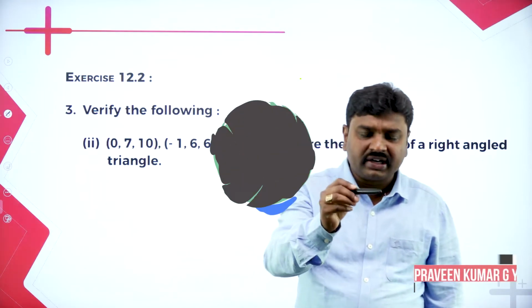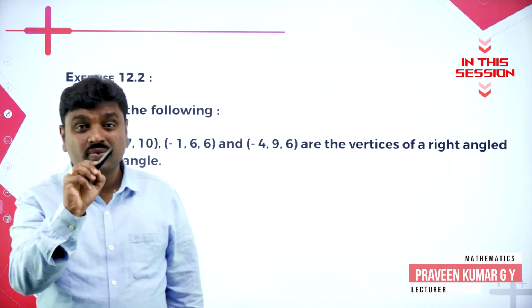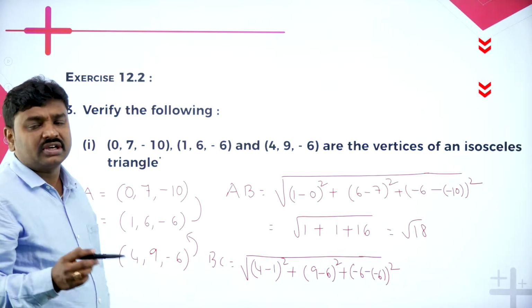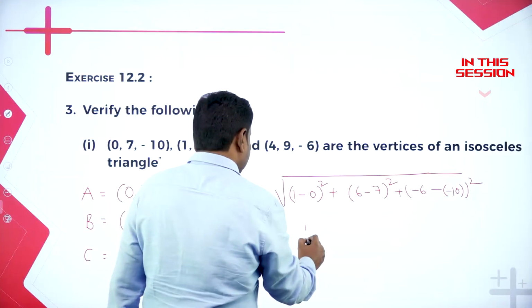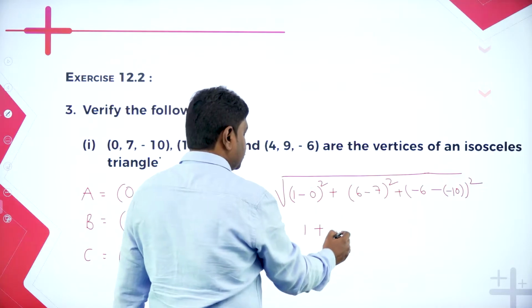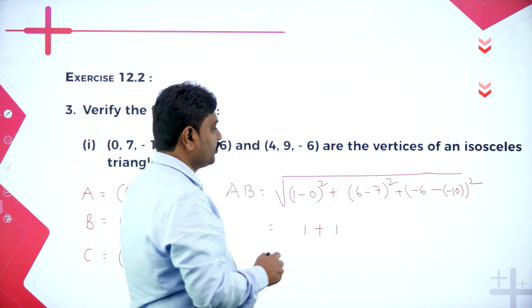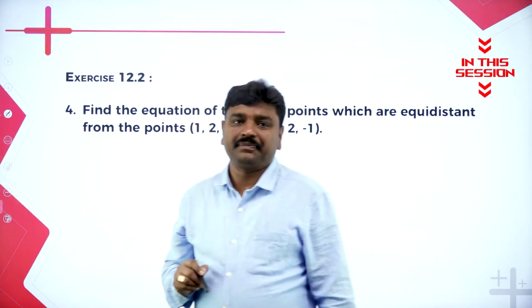All of you know right angle triangle means it should obey Pythagoras theorem. Means what? Longest side square should be equal to sum of the other two side square. Why we need to find AC? Because if all three sides are equal, we call it as what? Equilateral. 1 square is 1 plus 6 minus 7 is 1. 1 square is minus 1. Minus 1 the whole square becomes plus 1. So equidistance means what? Distance of the point from these two given points should be same.